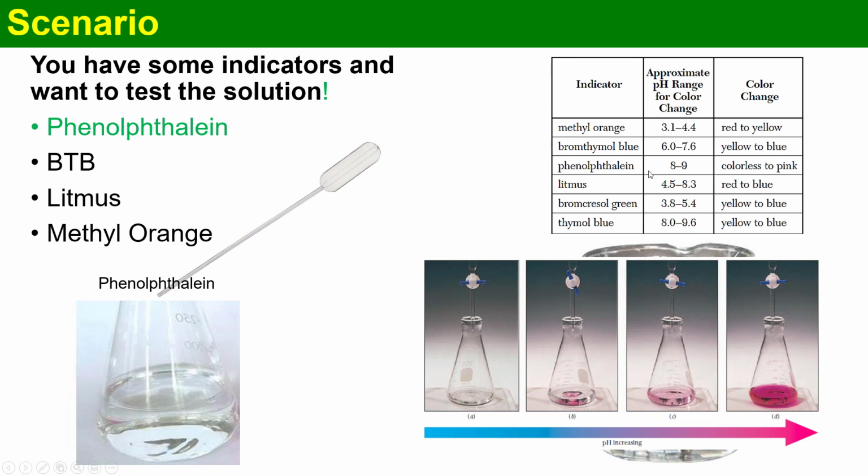Well, it tells me that phenolphthalein, when colorless or clear, must have a pH of 8 or lower, because the color change range would give me some pink lemonade, and if it was above 9, it would give me that deep fuchsia. So now I know that it's below 8.